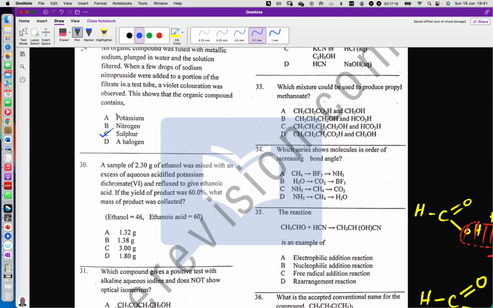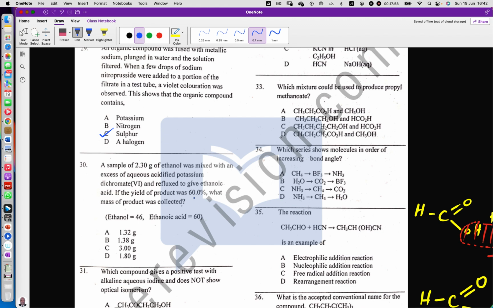So what is happening here is this is the sample. It was mixed, and the process of doing this is a reflux. Acidified potassium dichromate is a strong oxidizing agent. And what is going to happen here? Since we are using ethanol, we are going to oxidize it to ethanoic acid.